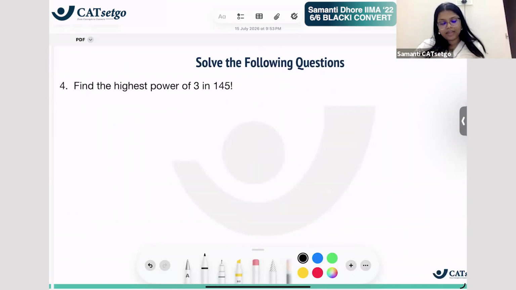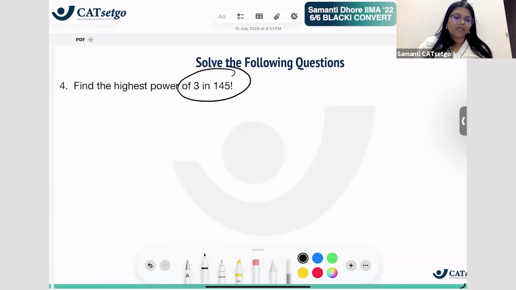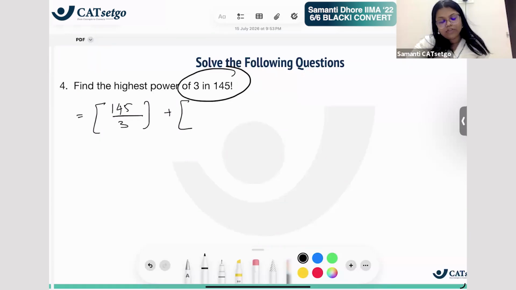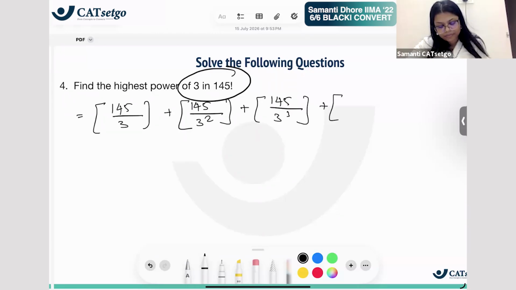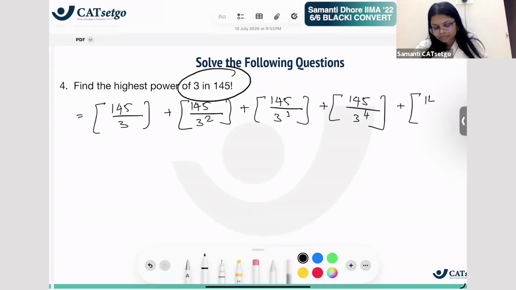Now what is the highest power of 3 in 145 factorial? You do 145 by 3. Basically you have to keep dividing by higher and higher powers until 0 starts coming. So 145 by 3 squared will also come, 145 by 3 cubed will also come, 145 by 3 raised to 4 is 81, that will also come, 3 raised to 5 is 243, that will not come. So there it will stop.